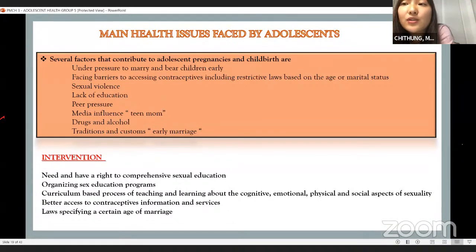Girls also face barriers to accessing contraceptives, including restrictive laws based on age or marital status, sexual violence, lack of education, peer pressure, media influence of the so-called teen mom, drugs and alcohol, and traditions and customs of early marriage.